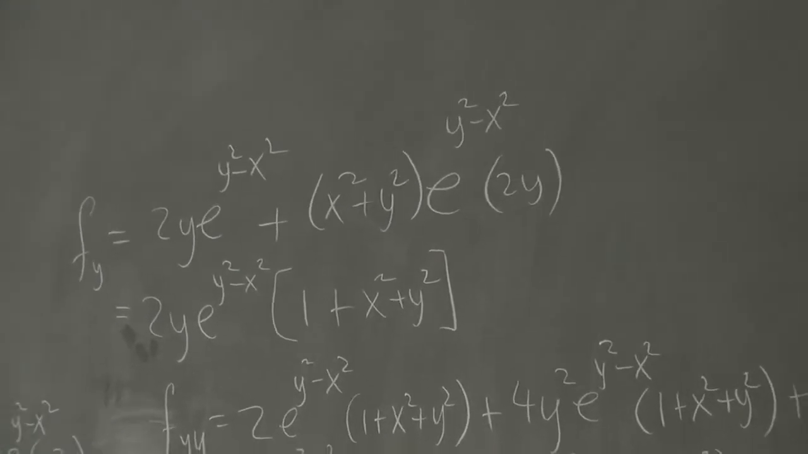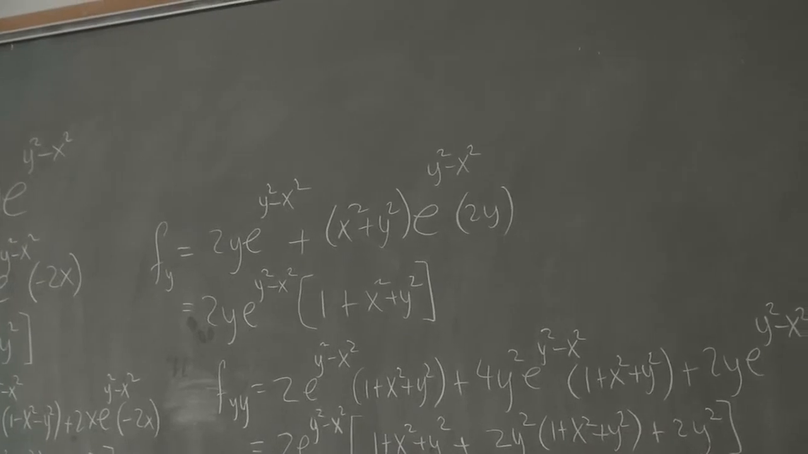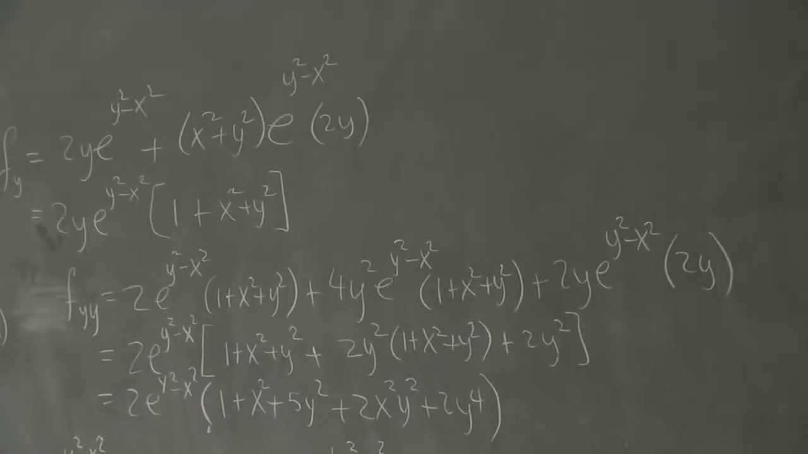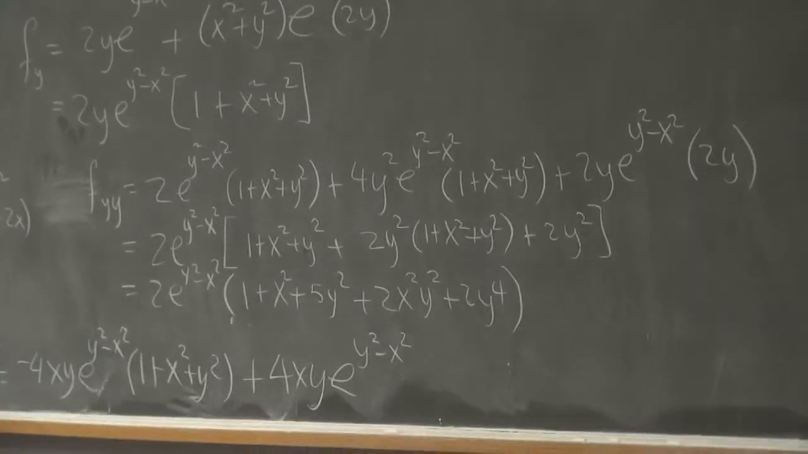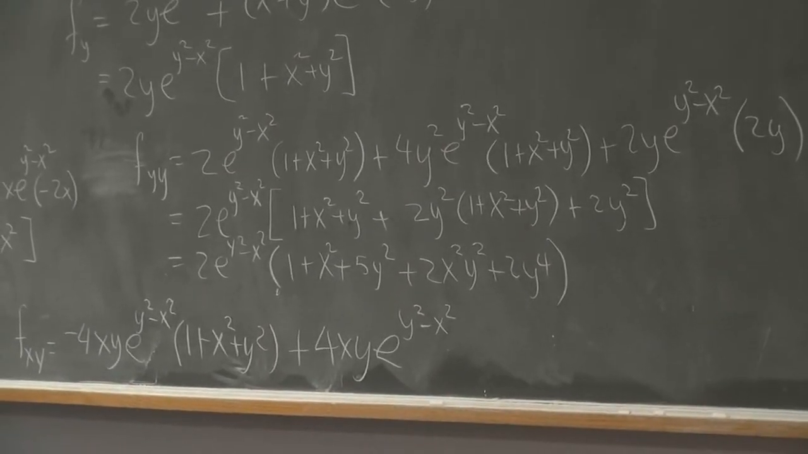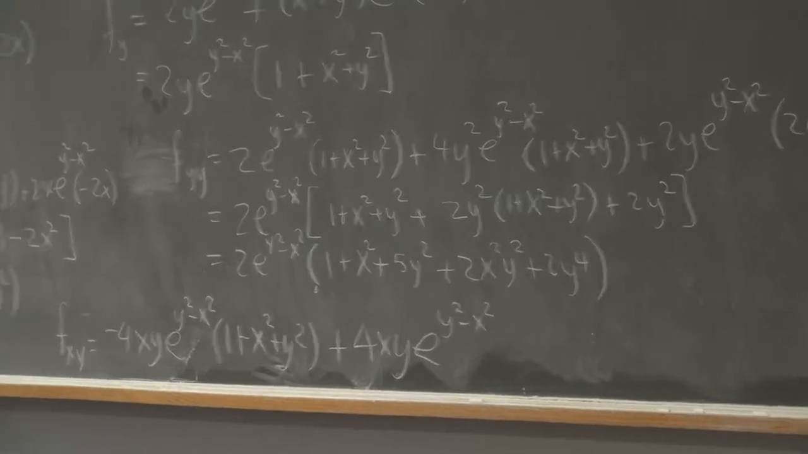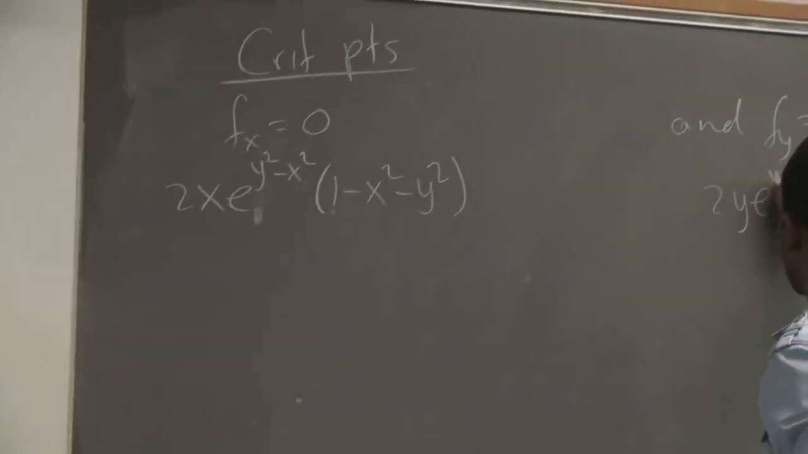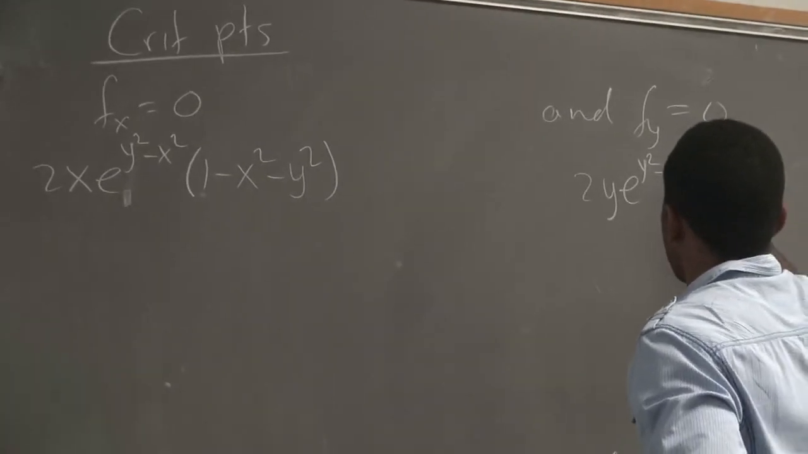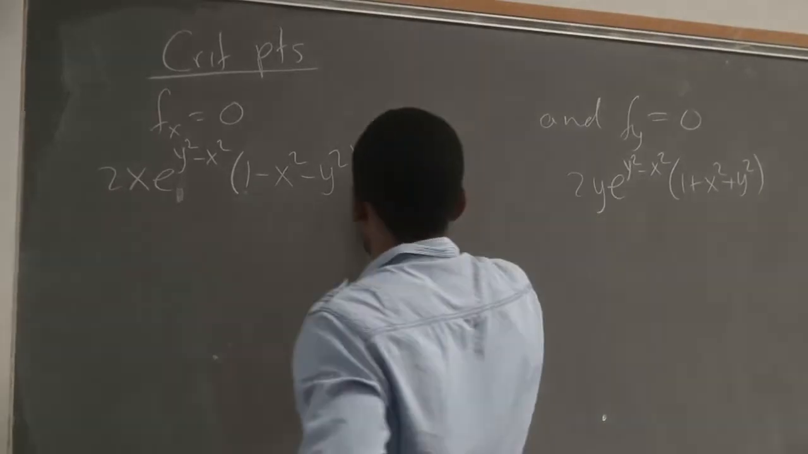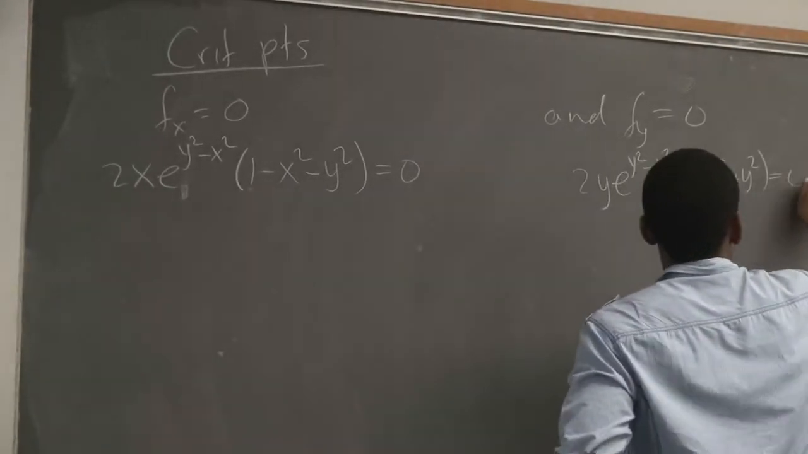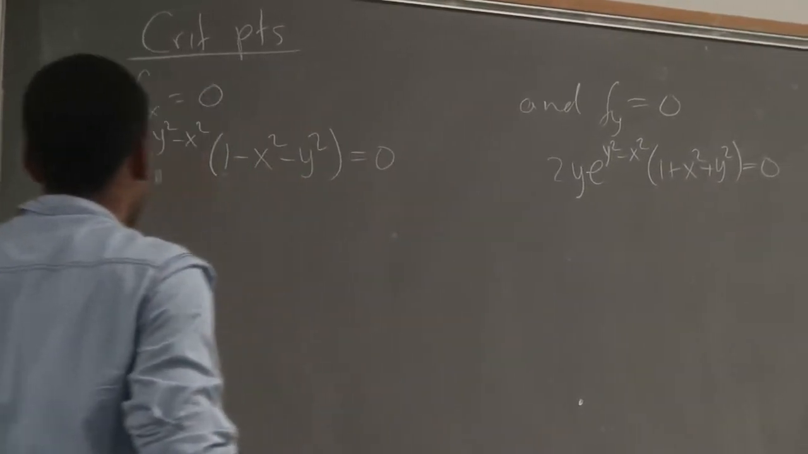So f_x equals 0. What's f_x? It's 2x e^(y² − x²) times (1 − x² − y²). And f_y is 2y e^(y² − x²) times (1 + x² + y²). So this is equal to 0 and that is equal to 0, which means what?